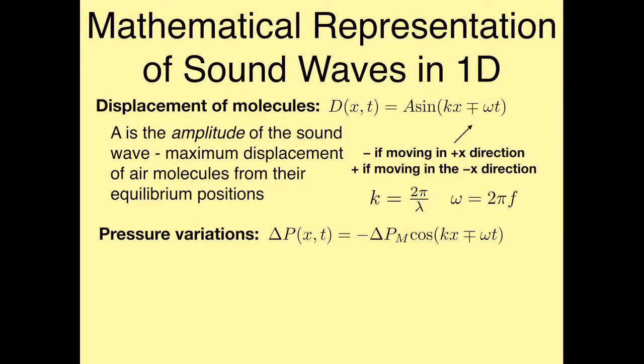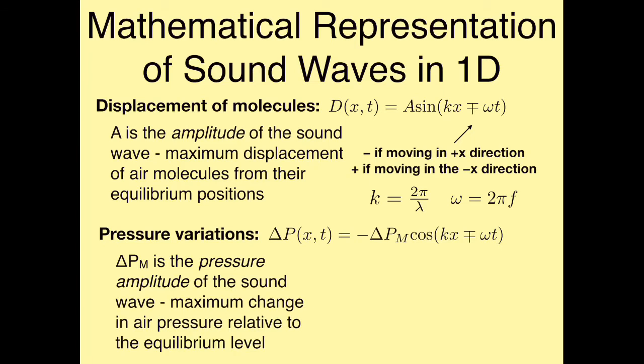So therefore, if we want to describe the sound wave in terms of pressure variations or changes in pressure, what we have is delta p as a function of x and t is equal to minus delta p max times cosine kx minus or plus omega t, where delta p max is called the pressure amplitude. Again, that's the maximum change in pressure relative to some equilibrium level.